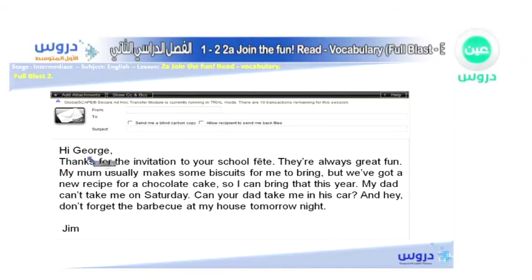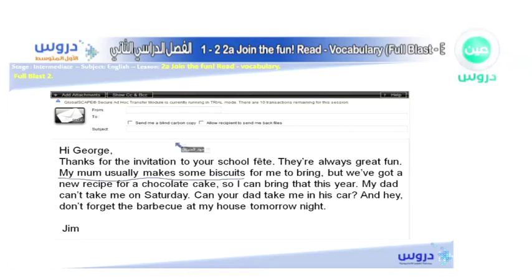So, let's read now. Hi, George. Thanks for the invitation to your school fete. They're always great fun. My mom usually makes some biscuits for me to bring, but we've got a new recipe for chocolate cake. Did you see the answer? Did you see the word usually? And did you see the word bring? Yes, you did? Okay, let's underline them.